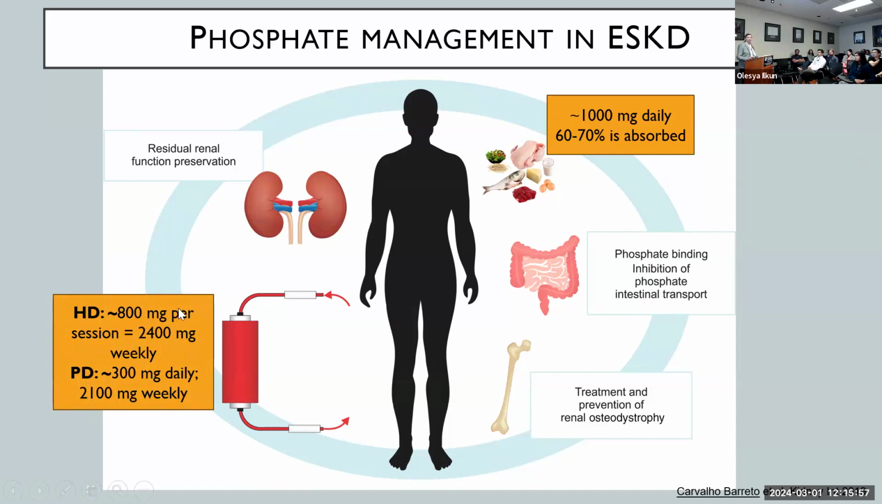Hemodialysis removes approximately 800 milligrams per session or 2,400 weekly. PD is comparable. It is less per session, only 300 milligrams daily, but a total of 2,100 milligrams. And finally, PTH can act on the kidneys to excrete phosphate even with GFR as low as 3. So preservation of residual kidney function is very, very important in our end-stage kidney disease patients.